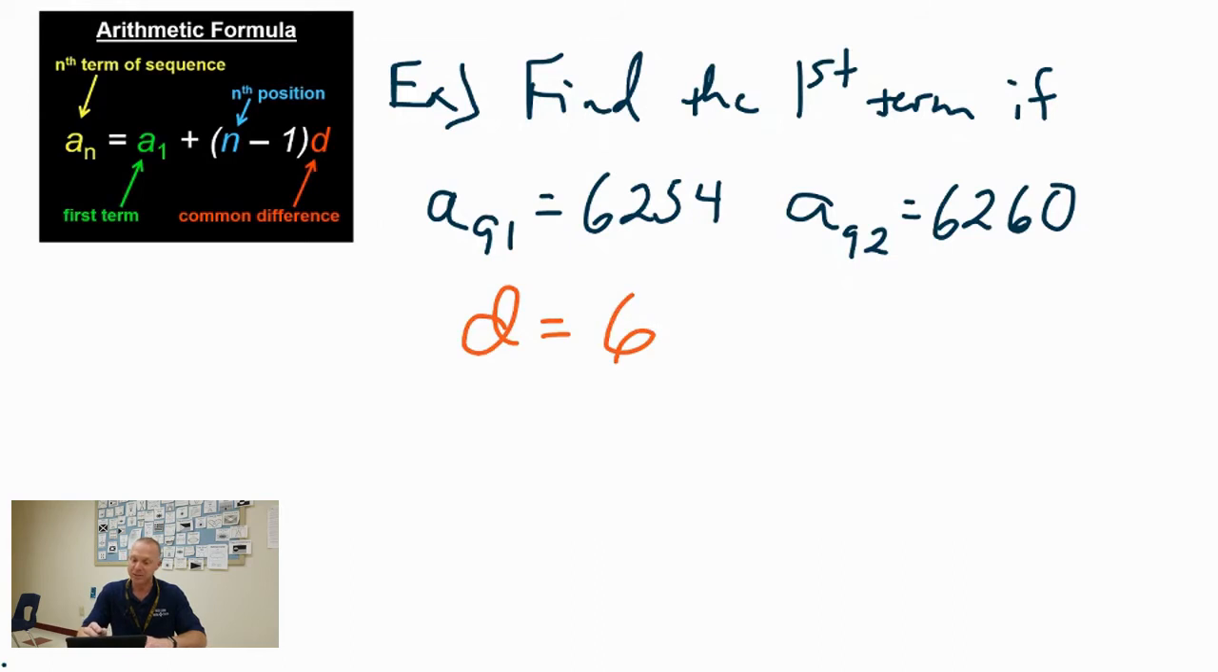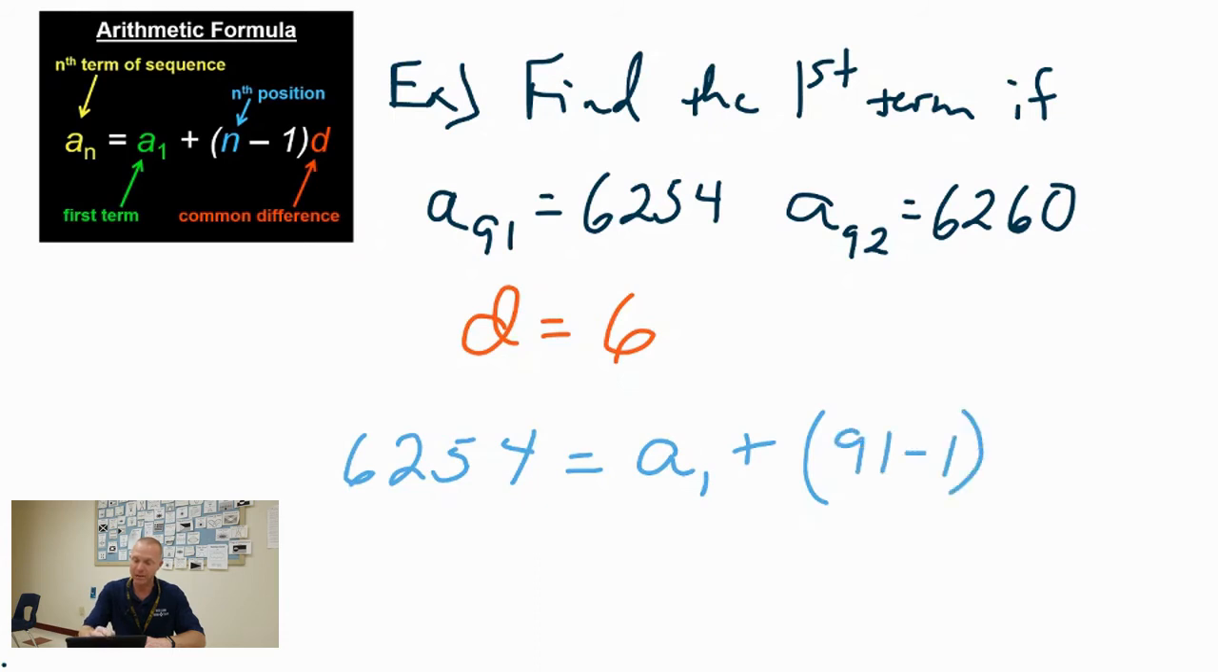As I continue to solve this, I can plug into my formula. If I choose to, I can plug in the 91st term. That is a sub 91, which is 6254. So I'm plugging in the 91st term. I'm trying to solve for the first term, so we'll leave that as a variable. And then we're going to plug in 91 minus 1, and then times our common difference of 6.